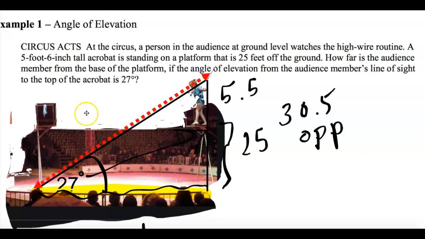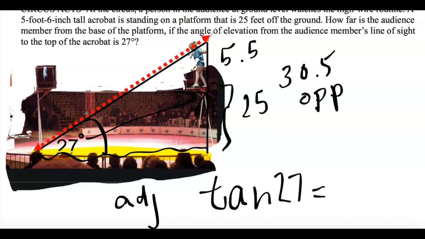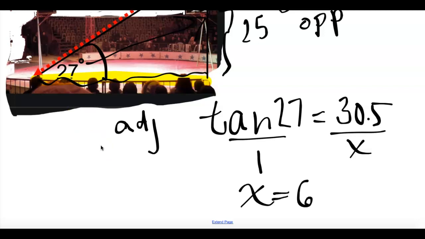So the trig function that we need here is tangent. So we'd say the tangent of 27 is equal to opposite, which is 30.5, all over x. This should not be anything new. It's from our previous lessons. When I cross multiply here, tangent of 27 turns out to be 0.51, and when I cross multiply, I get that x, rounded to the nearest foot, is 60 feet.